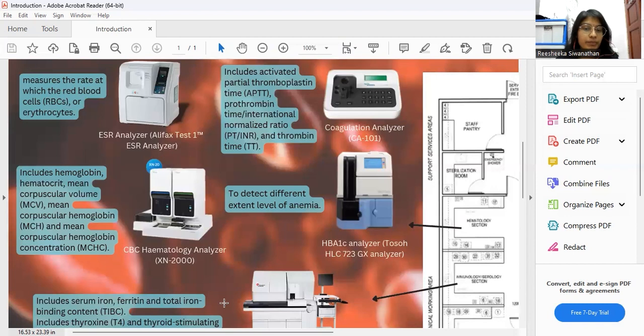Next, complete blood count tests. These include hemoglobin, hematocrit, mean corpuscular volume, and mean corpuscular hemoglobin concentration. These tests can be conducted by the XN2000 CBC Haematology analyzer. This analyzer can run up to 200 samples per hour.